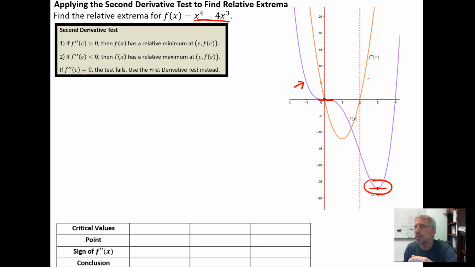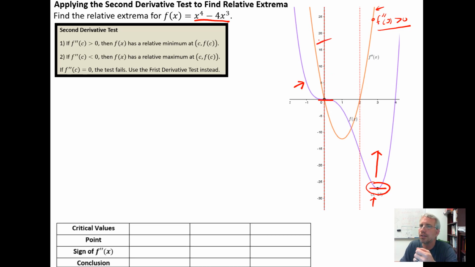If we were using the second derivative test, what we would want to identify is that at f double prime, here's the second derivative, f double prime of 3 is clearly greater than 0 because we're above the x-axis. So the second derivative is positive at the critical number 3. And that tells us that the graph is concave up. And if the graph is concave up or opening upwards, we expect a minimum.